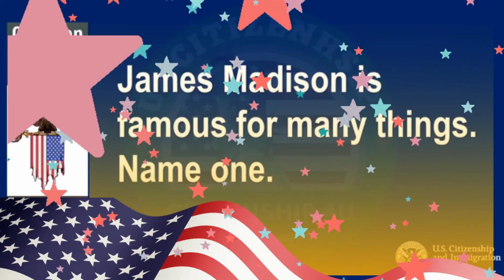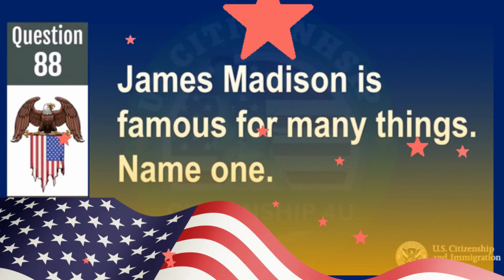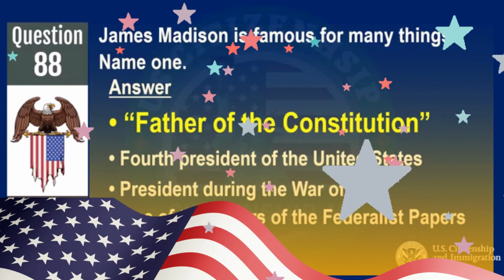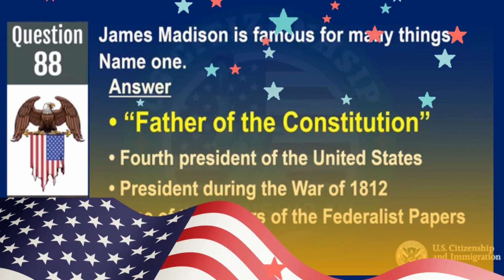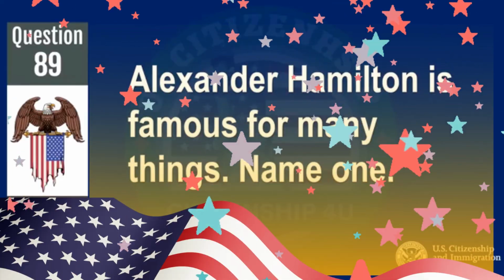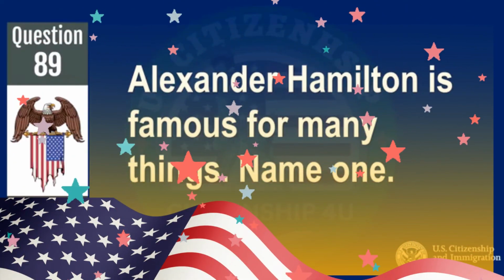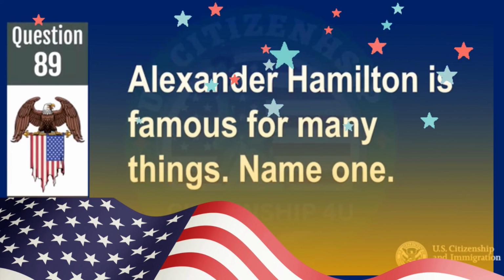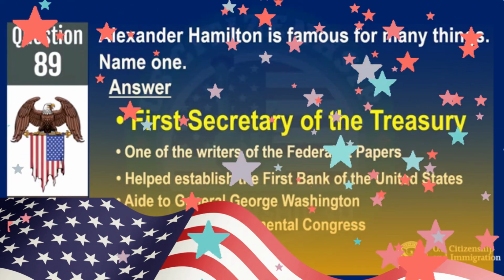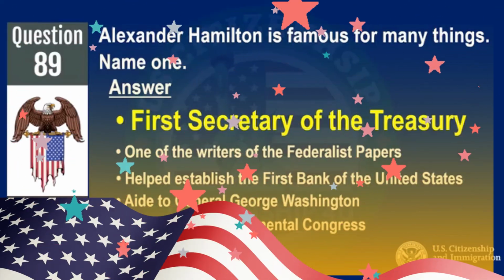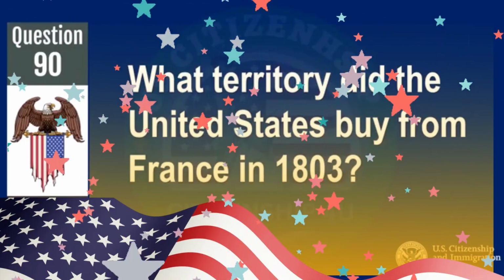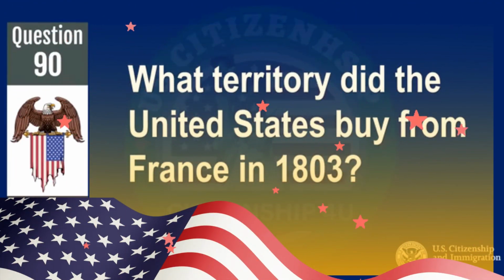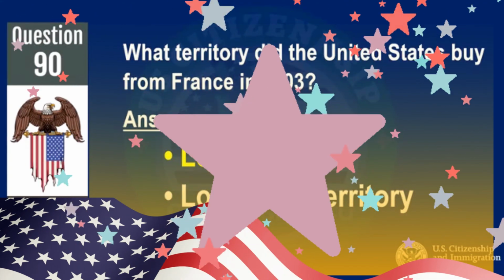James Madison is famous for many things. Name one. Father of the Constitution. Alexander Hamilton is famous for many things. Name one. First Secretary of the Treasury. What territory did the United States buy from France in 1803? Louisiana.